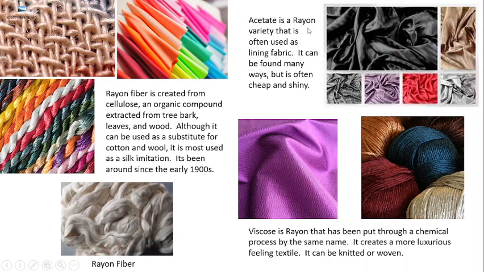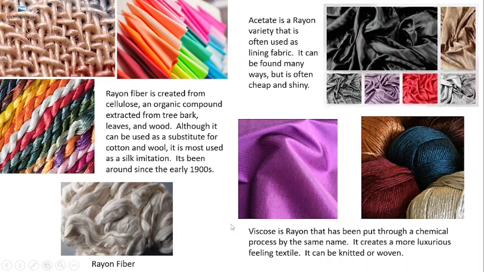Now acetate is a type of rayon. It's a variety of rayon. And it's often used as a lining fabric. So typically when we're going to see acetate, it's very thin, it's kind of shiny, and very, very cheap. Again, we typically are going to see acetate inside our coats, skirts, and so on, used as a lining fabric.